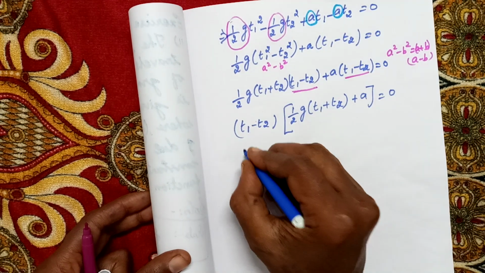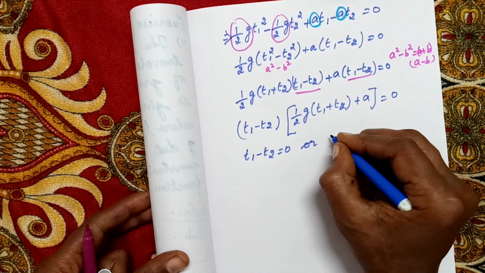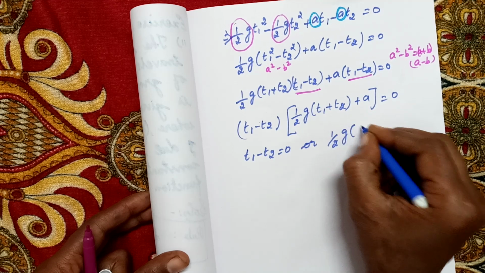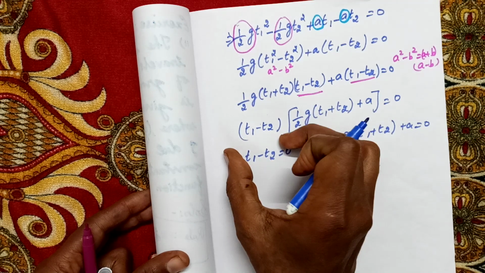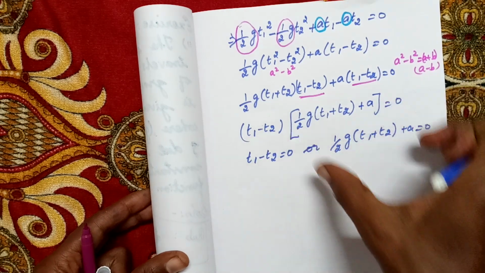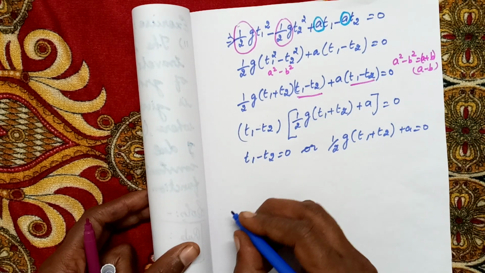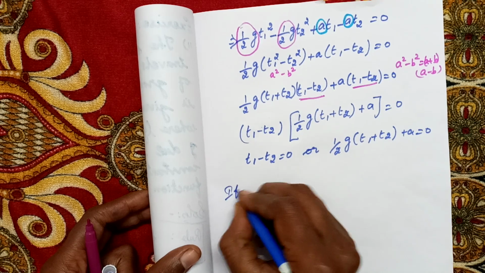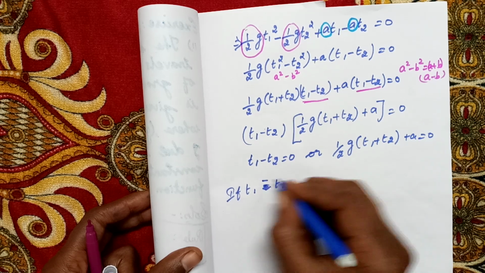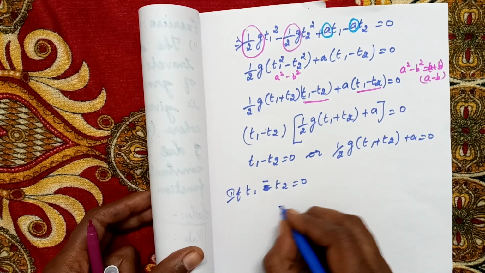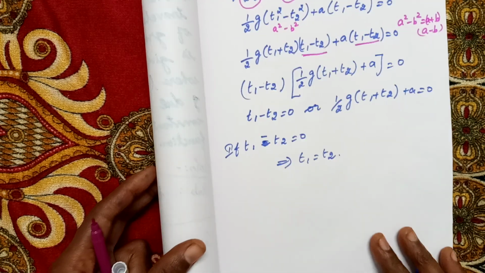Here, we can take t1 minus t2 is equal to 0 or ½g into (t1 plus t2) plus a is equal to 0. These are two terms, so either this is equal to 0 or that is equal to 0. If t1 minus t2 is equal to 0, what will we get? T1 is equal to t2.